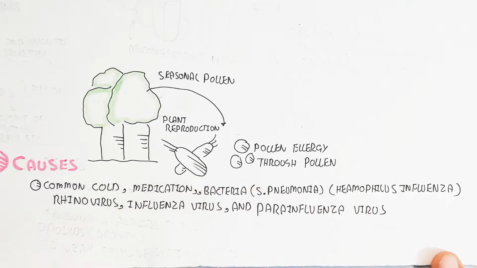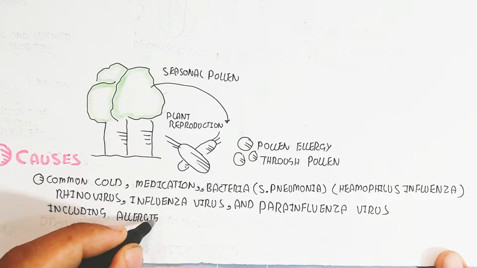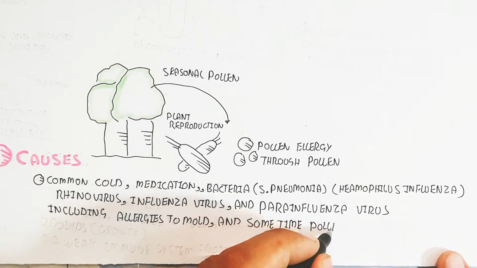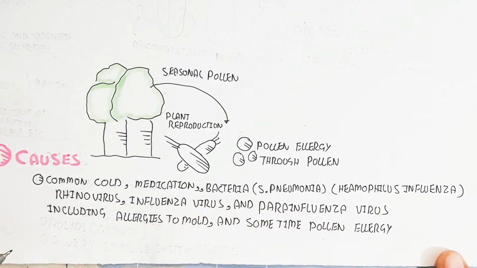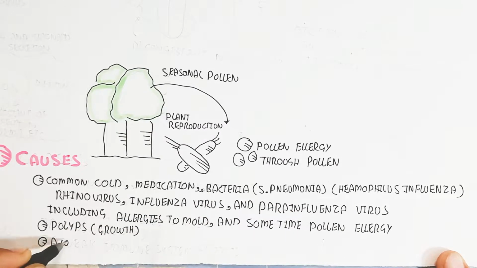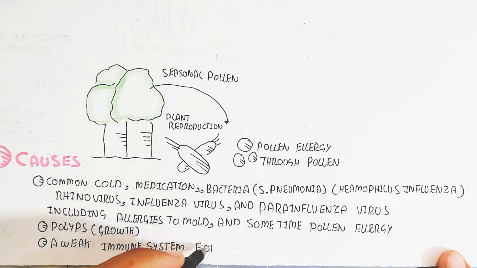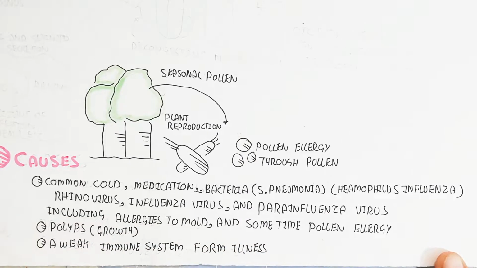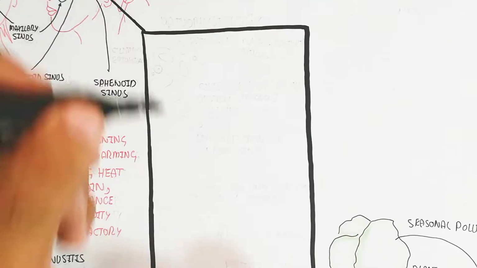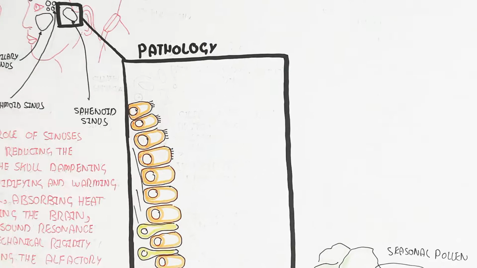Rhinovirus, influenza virus, and parainfluenza virus, including allergies to mold and sometimes pollen allergy, and polyp formation, the growth of the polyp, will lead to sinusitis also. A weak immune system from illness will also cause sinusitis. Anyhow, this is the pathology if we discuss it.